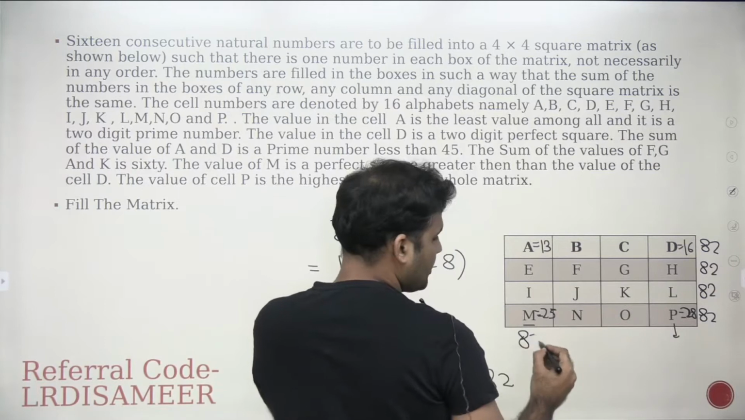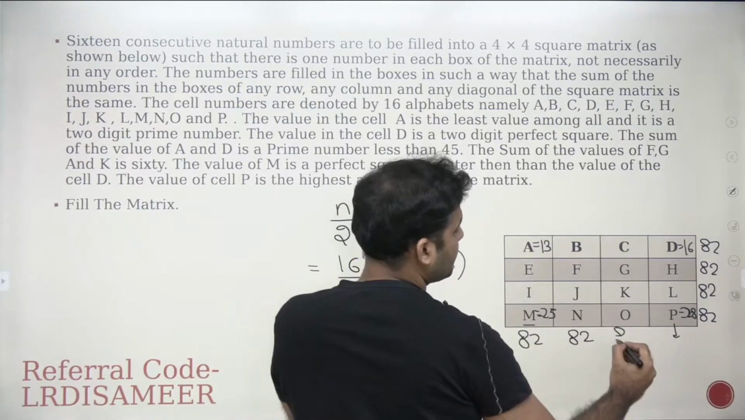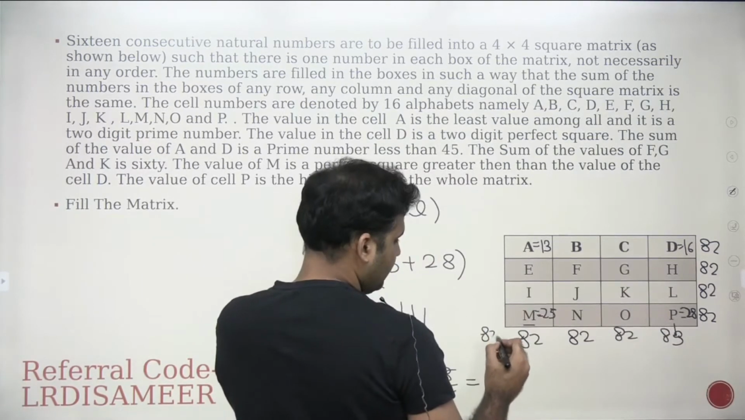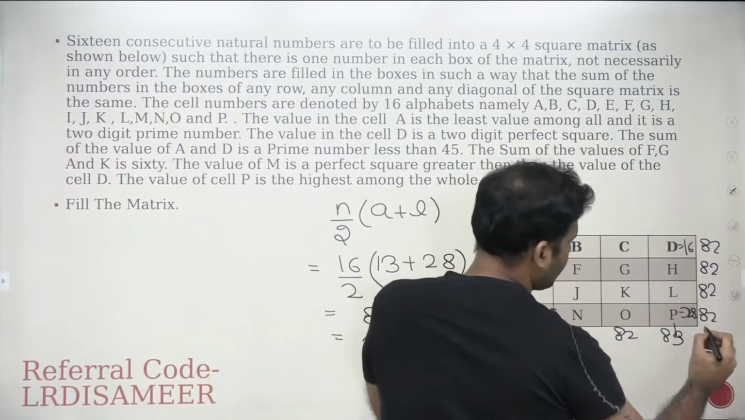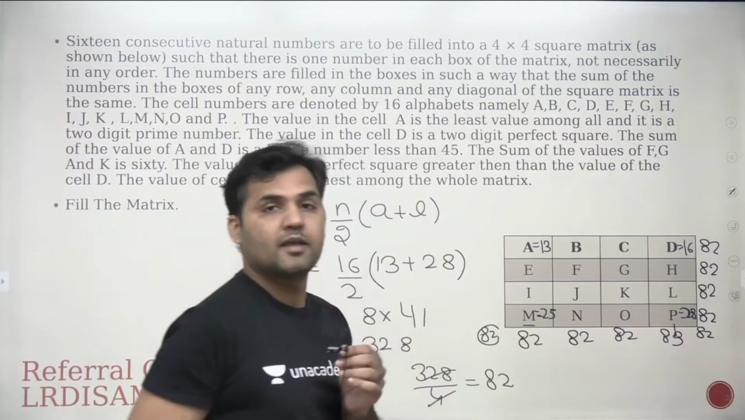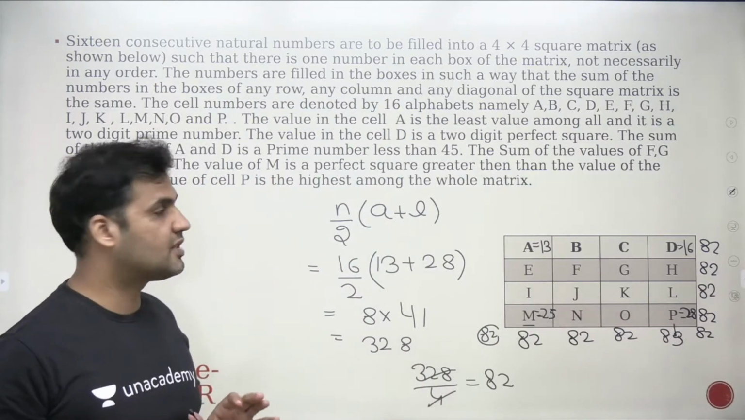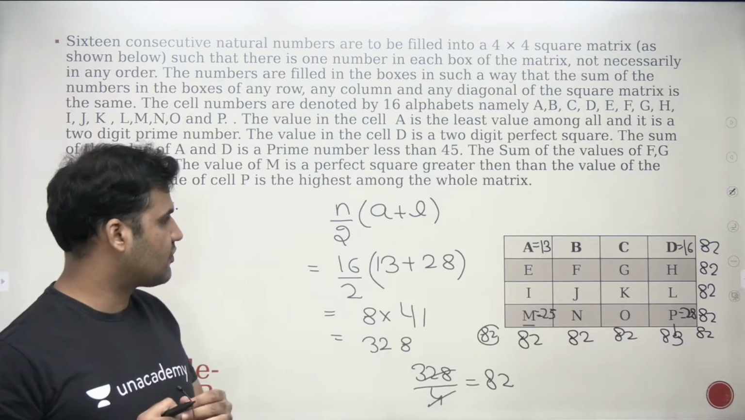Column wise, this summation should be 82, this has to be 82, this has to be 82, this has to be 82. Diagonal wise, it should be 82, and this diagonal should also be equal to 82, right? Now let's use our concepts here. There will be multiple cases that you need to work upon, but let's work.